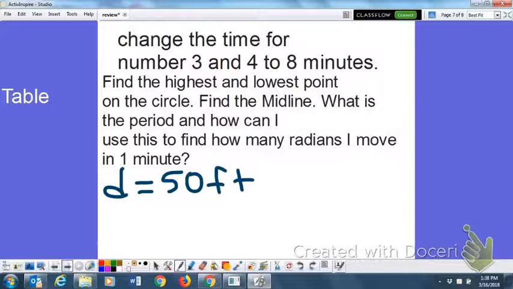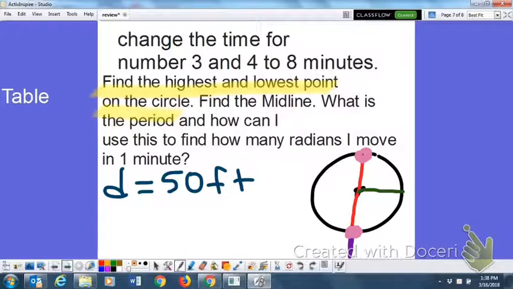Okay, so what I want you to do first with your partner is to just do that first sentence, which is find the highest and the lowest point of your circle. What I would recommend doing is drawing a circle and labeling it first. Okay, so go ahead and do that with your partner. So the highest part is 70 feet. And then what did you get for the lowest part?